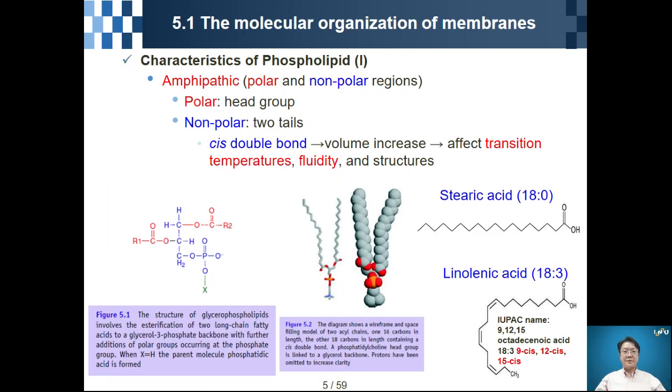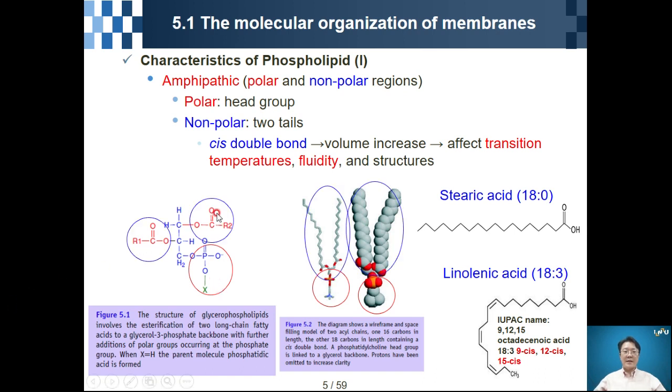Now I will explain the characteristics of phospholipids. The first characteristic is that they are amphiphilic. Phospholipids are composed of a polar and a non-polar region. Especially the polar region is in the head group region, which is the X position. In the head group region, they are usually positively charged. And they also have a non-polar region.